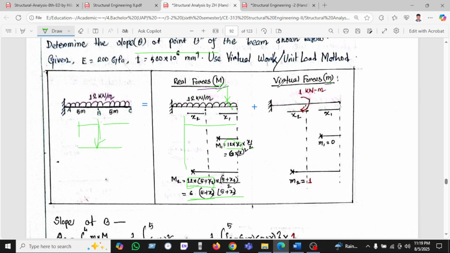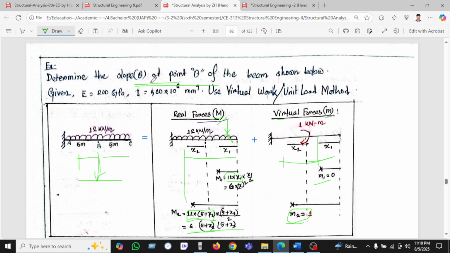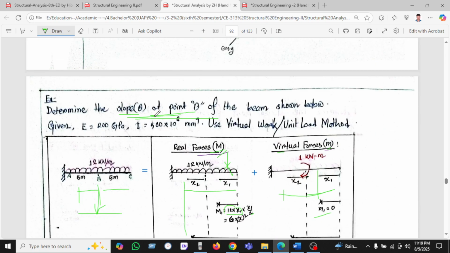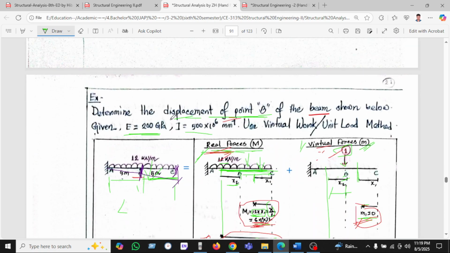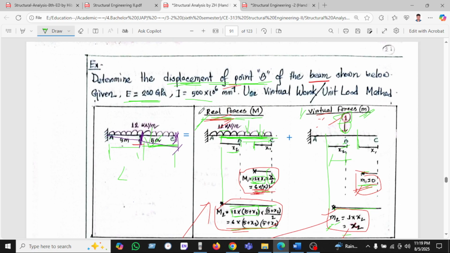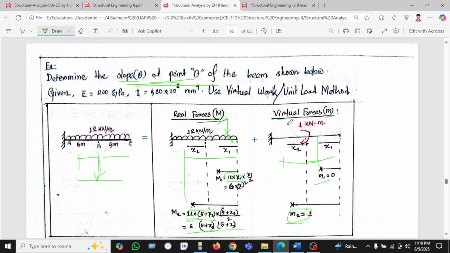In the same way we can see the virtual forces, as we have been taking the x1 here. There is no load, that's why m1 is equal to 0. For the m2 case, as we have been seeing here, m2 is 1, but there are no external forces, as 1 kilonewton per meter is acting, since the asked slope is at point B. That's why it is the virtual force, but it is for slope. In the previous example we saw the displacement being asked. When displacement is asked, we apply the load. When slope is asked, we apply the moment. So you must keep this in mind here.